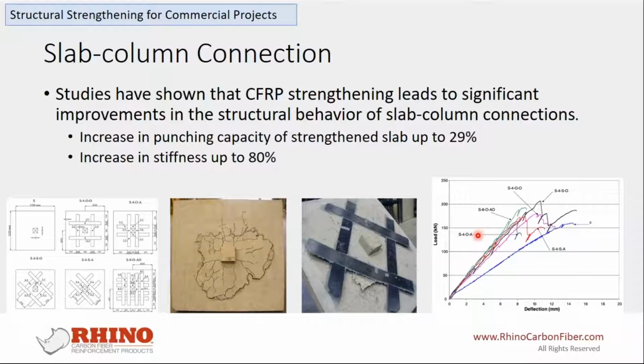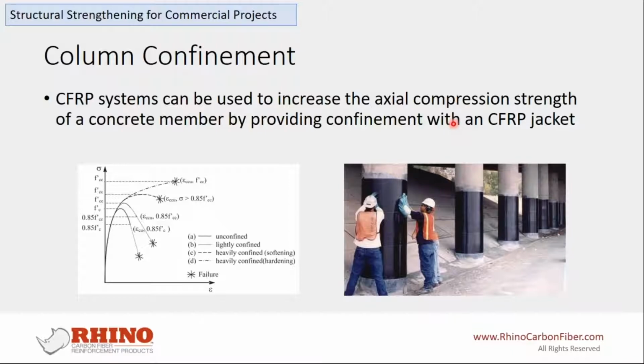All right, that's for slab column connection, and the next one is column confinement. This is probably one of the most common CFRP practices you could see. The level of extra strength gain depends on how hard you wrap up the column. You can simply use unidirectional carbon fiber to do the work if it's only for confinement.